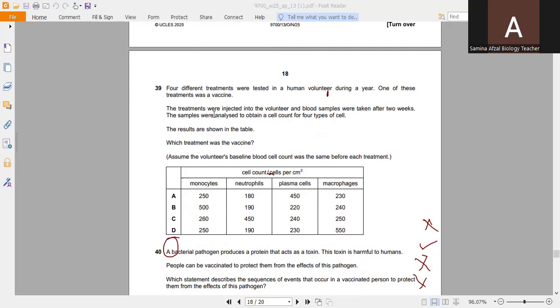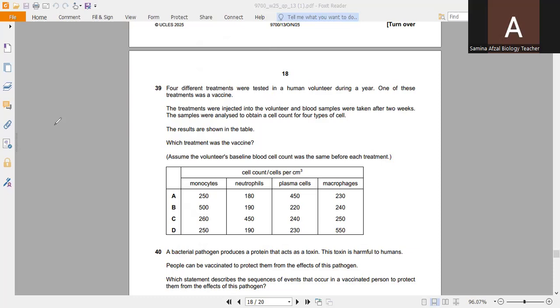Question number 39. Four different treatments were tested in a human volunteer during a year. One of these treatments was a vaccine. The treatments were injected into the volunteer and blood samples were taken after 2 weeks. The samples were analyzed to obtain a cell count for 4 types of cell. The results are shown in the table. Which treatment was the vaccine? Assume the volunteer's baseline blood cell count was the same before each treatment.